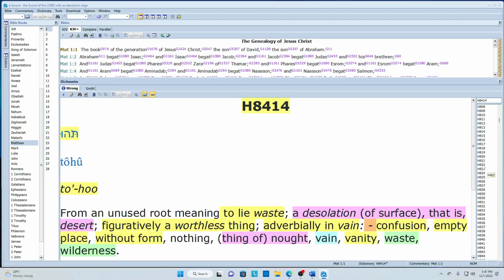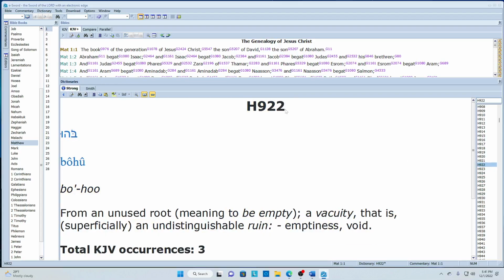Now I'm going to click that and we're going to learn what the word void means. There's 922 and it is the word void, void and emptiness. And there's the Hebrew word, that's how you would write void in Hebrew. What is the definition of void and emptiness? It is a vacuity that is superficially an undistinguishable ruin. That would make sense, because this whole world is nothing but superficial nonsense. This world is temporary. So there you go, that's an easy one, man. That didn't take very long at all.